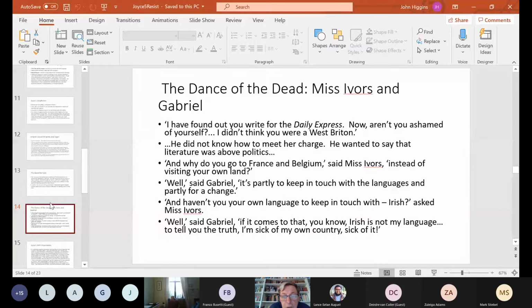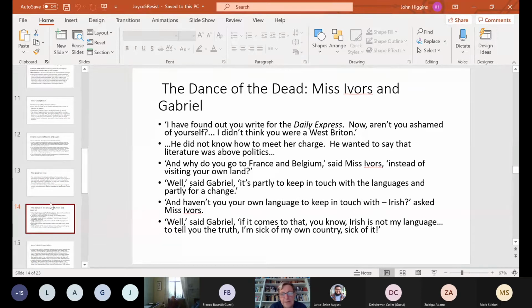Gabriel did not know how to meet her charge. He wanted to say that literature was above politics. They keep on dancing, and Miss Ivors probes him more.